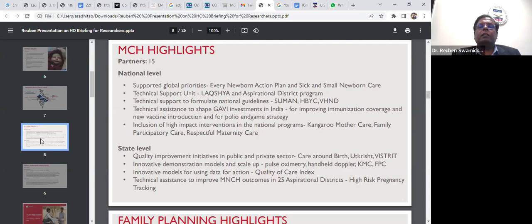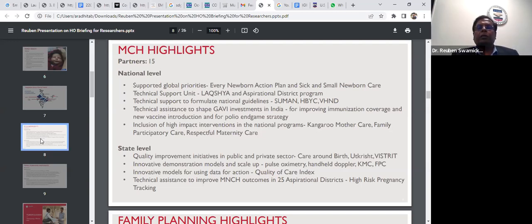And then technical assistance to shape Gavi's investments in India for improving immunization coverage and new vaccine introduction, and for the polio endgame strategy. I think at this point, maybe I'll just state that almost 40 to 50% of Gavi funding comes from the US government, as well as about 30 to 33% of the Global Fund funds. So we have a lot of play in country despite having multiple sources of funding. And then, of course, inclusion of high impact interventions to the national program.